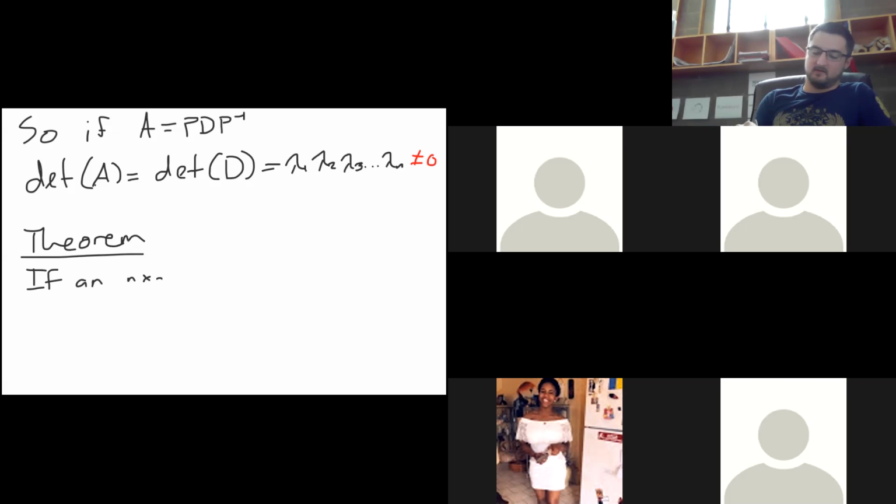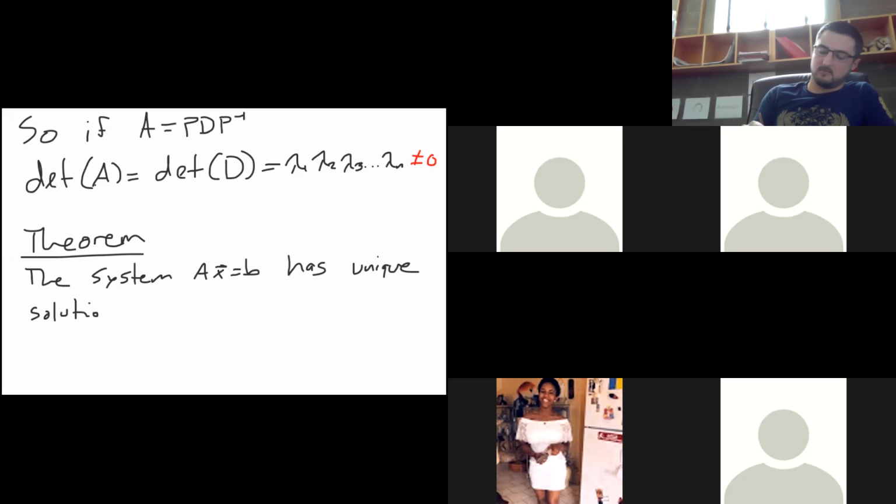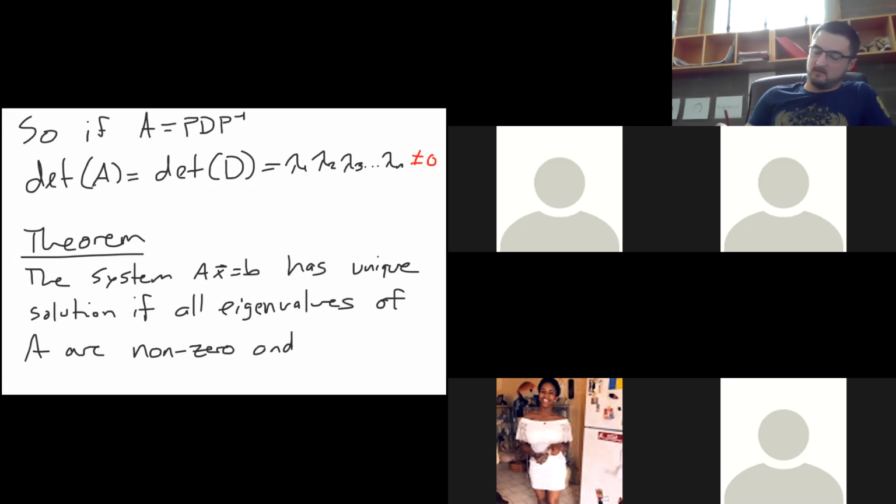So, the system AX equals B has a unique solution if all eigenvalues of A are non-zero and A is diagonalizable. I won't be able to fit in there, I have to go to a new line.